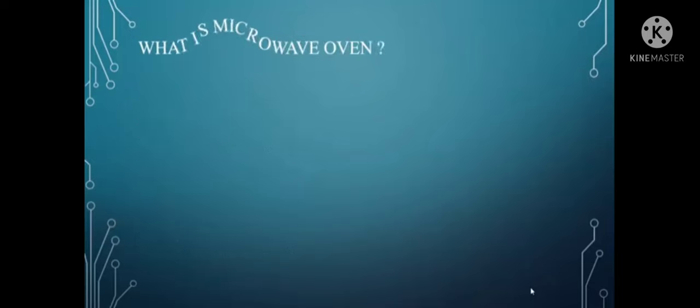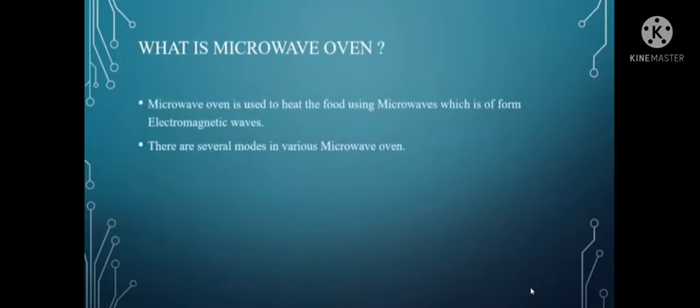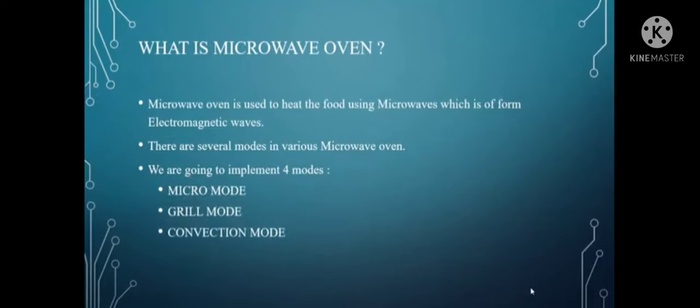So first, what is a microwave oven? A microwave oven is used to heat or cook food using microwaves, which are electromagnetic waves. There are several modes in various microwave ovens. We are going to implement four basic modes: micro mode, grill mode, convection mode and start mode. Let's see how these modes work and how we are implementing them.